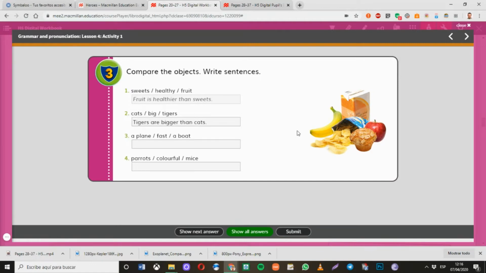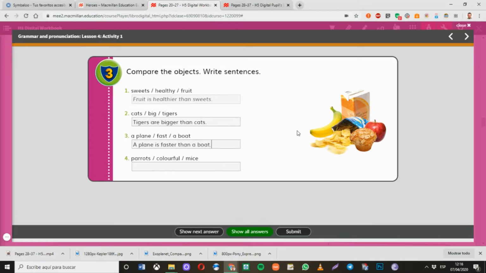Let's move on. Number 3. A plane. Fast. A boat. Un avión. Rápido. Y un barco. So the sentence that you have to build in English may be like un avión es más rápido que un barco. Okay? That's very easy. Very, very easy. So how would you write that in English? Try to write it, please. 5 seconds, okay? And I put mine. A plane is faster than a boat.